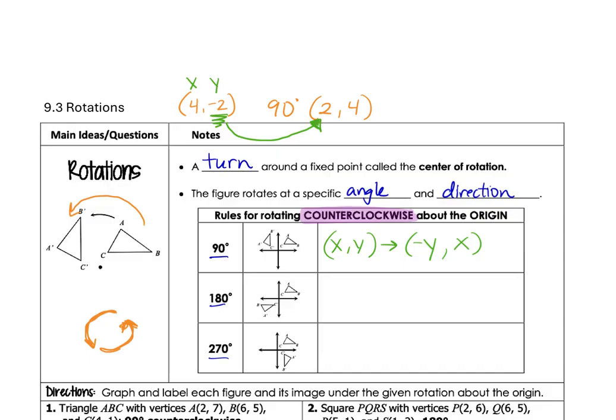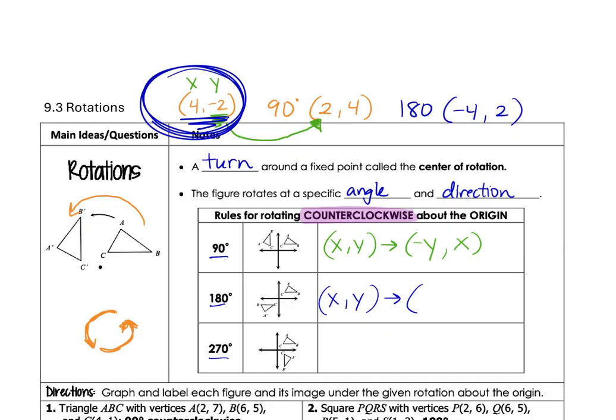Okay, then go 180. So with that first point, it was 4, -2. And when we went 180 degrees, what did it become? -4, +2. Okay, so let's think about a rule. Our x, y becomes, now we're going back to the original, right? From here to here. What happened? They're both opposite, but x is still x and y is still y.